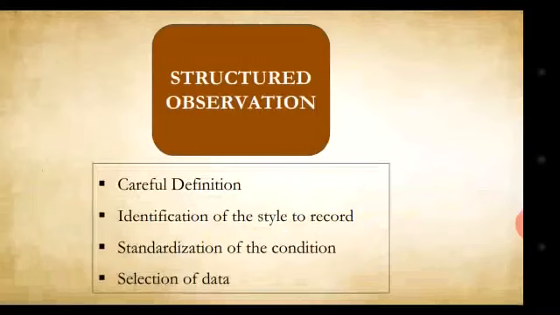What is the style I'm going to use to record my observed information? And I'm going to standardize the condition of observation, that is, under what condition I'm going to observe it. And also I'm going to have a selection of data required for observation. I'm not going to include everything to observe, but only the particular thing I'm going to observe. So what things are essential for me to do the observation?